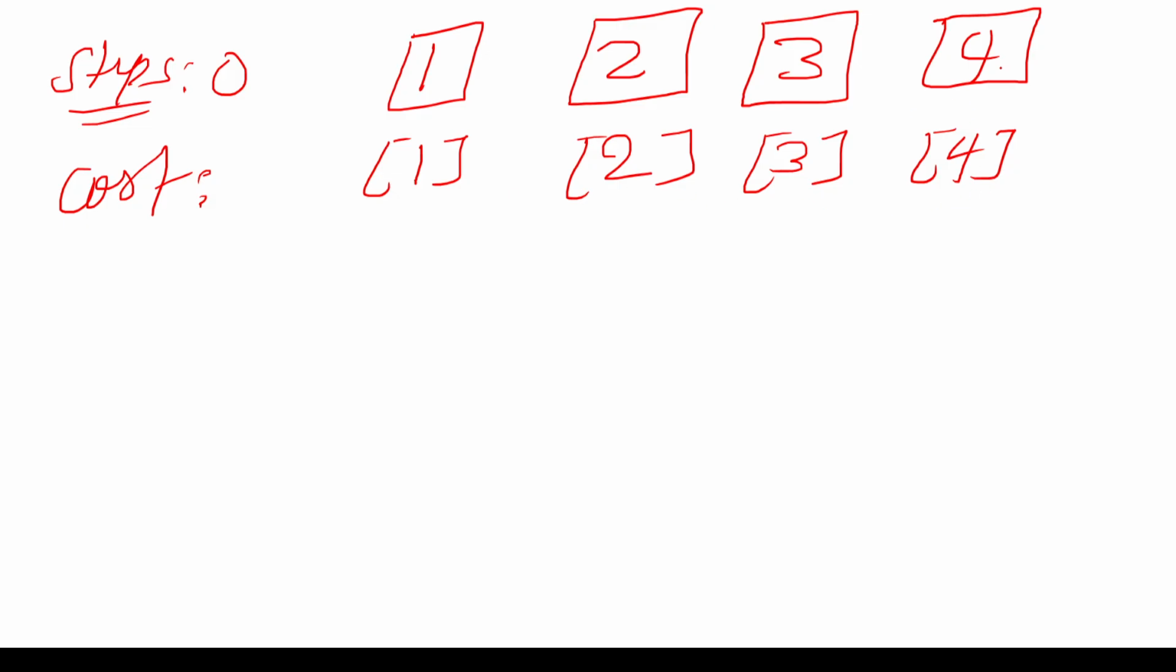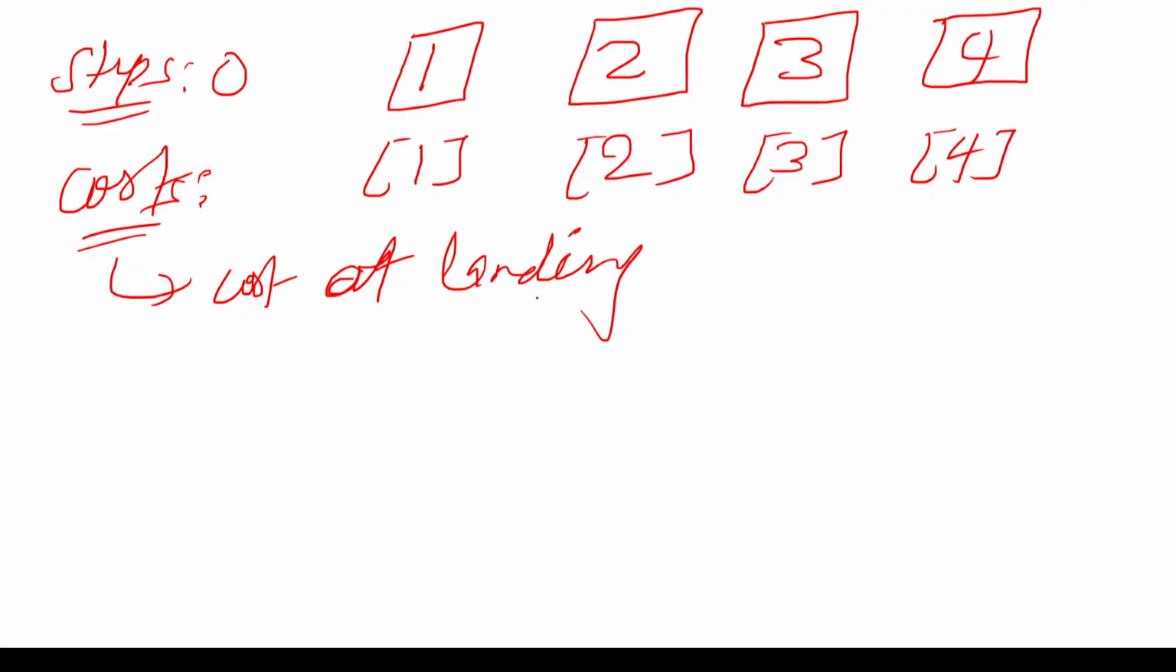Now understand, cost at 1, cost at 2, cost at 3, cost at 4. Can we say that? So what is this cost? This cost is nothing but the cost at landing, we can say that, right? Cost at landing, where we will go, right?